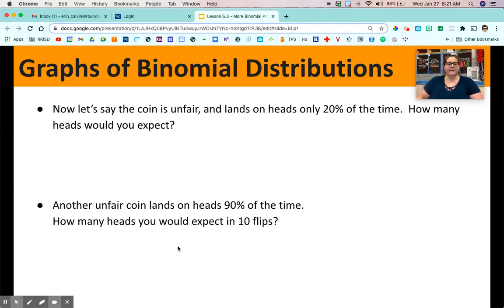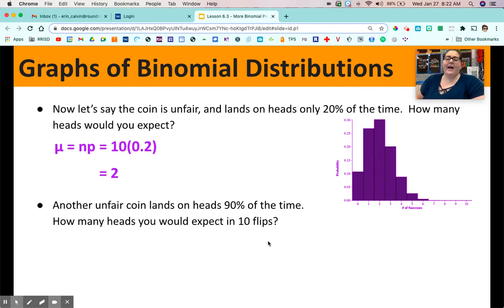But what if we had a coin that was unfair? Let's say a coin was unfair and only lands on heads 20% of the time. How many heads would we expect then? So same idea, but now my P is 20% or 0.2. So n times p, n is 10, we're still flipping it 10 times, and 0.2 would give me 2. So on average, I should be getting about 2 heads per group of 10 flips.